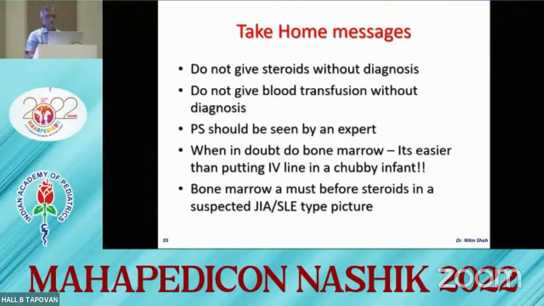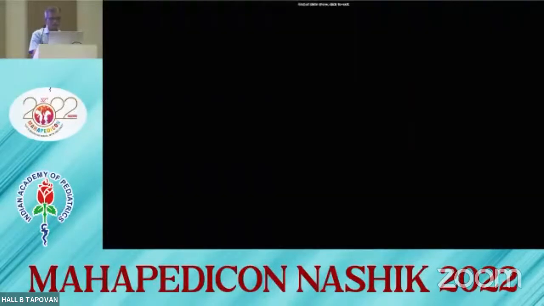When in doubt, do bone marrow. As I said, it's easier than putting an IV line in a chubby infant or a premature baby. And a bone marrow is a must before steroids in a suspected ALL type picture, because many times you may give steroids and mess up the outcome at the end, who may start as low risk and turn out to be high risk only because we treated him with steroids without the diagnosis. Well, thank you very much for your patient hearing.